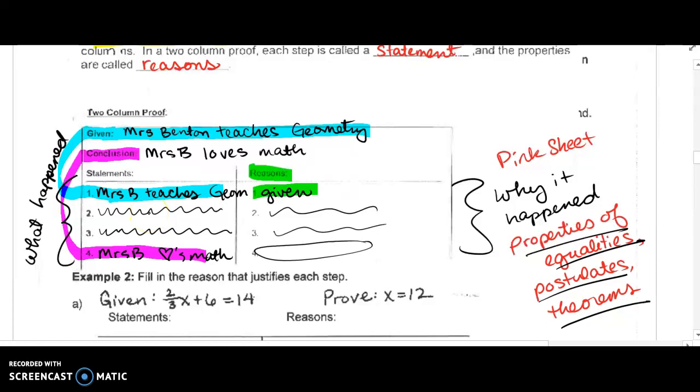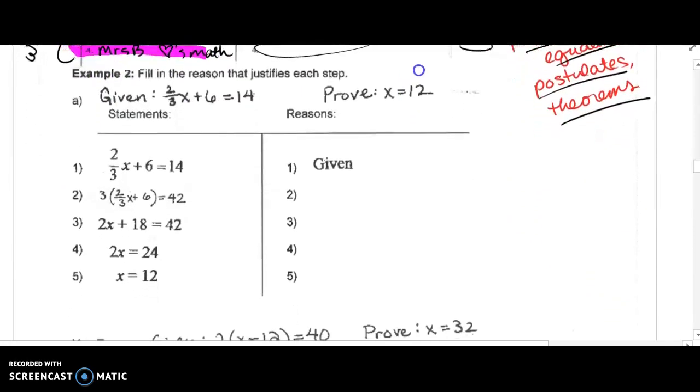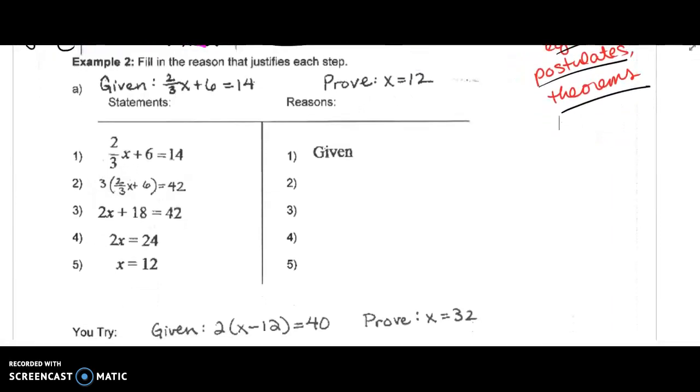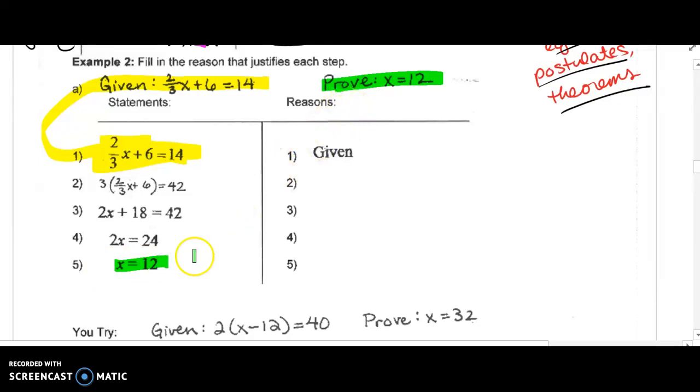So now that we kind of have the hang of that, let's go try our first algebraic proof. So our given statement right here it is. Same thing. They've already filled it in for us. 2/3 x plus 6 equals 14. Our prove statement is we're trying to prove that x equals 12, and they've already filled that one in for us down here as our last statement. They've already filled in that our very first reason is given. So all the no-brainer stuff that you don't really even have to think about, it's already done for us.